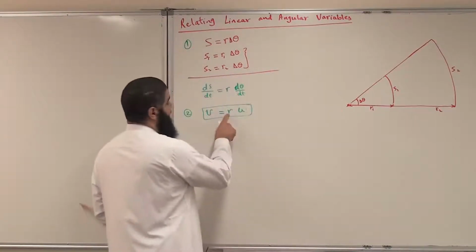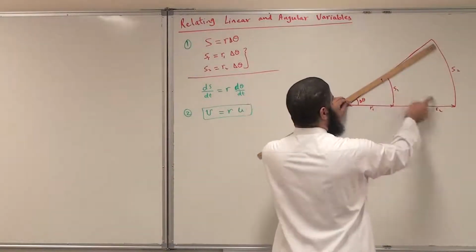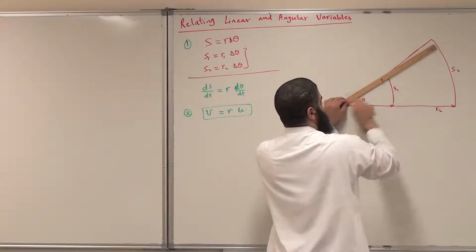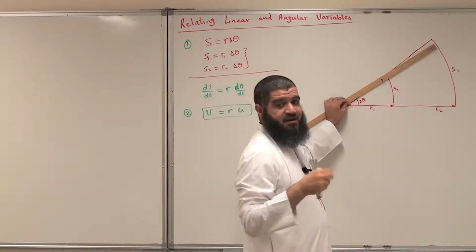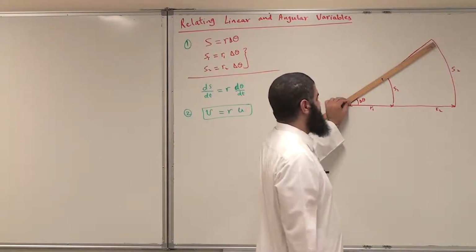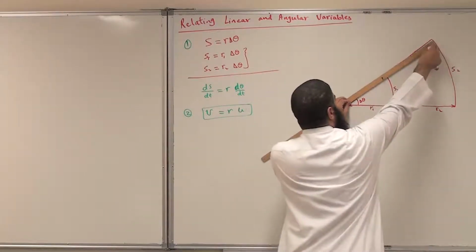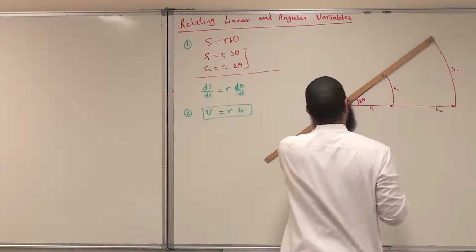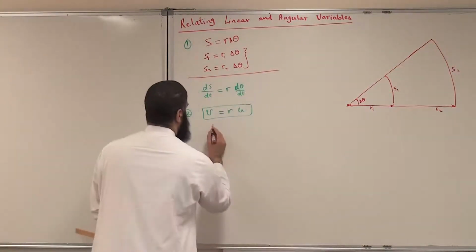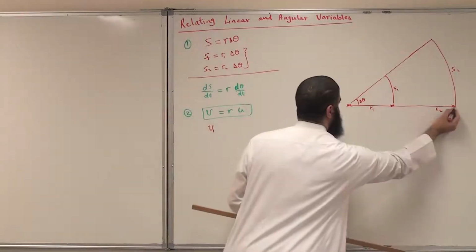But r is different. This point has the same omega as that point. Omega here is the same as omega there, the same as omega here, and so on, because we are covering the same angular displacement at the same time. So omega is the same, but r is different. This point has a small r, while that point has a larger r. So how can we compare v1 for point number 1 and point number 2?